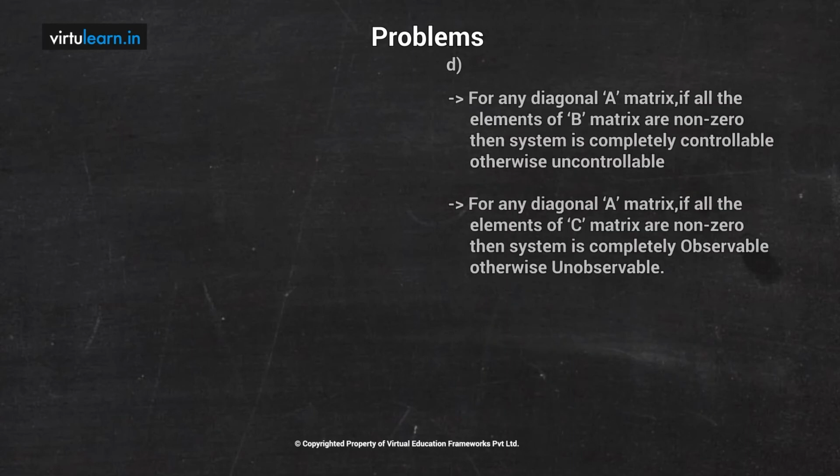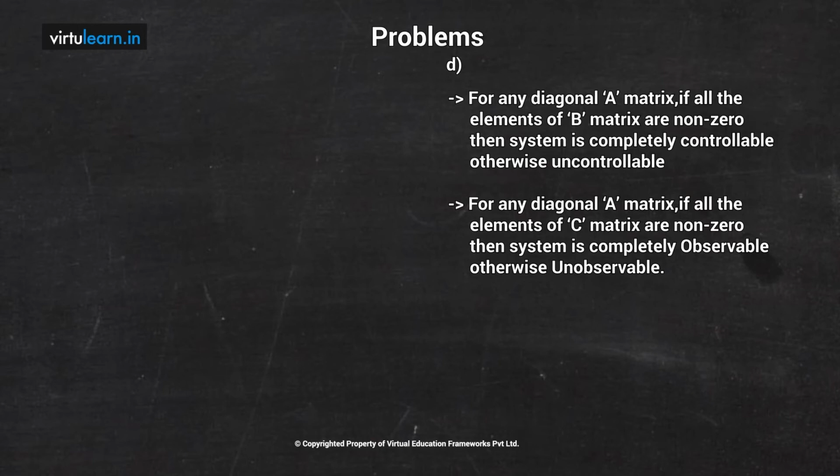If in any state model, if the A matrix is a diagonal matrix, and if all the elements of the B matrix are non-zero, then the system is completely controllable. You need not check again, right? So what is the condition? The A matrix should be a diagonal matrix, and the B matrix should have all the elements non-zero. It is completely controllable. Similarly, if any element is 0, then we say it is uncontrollable directly, again without any check.